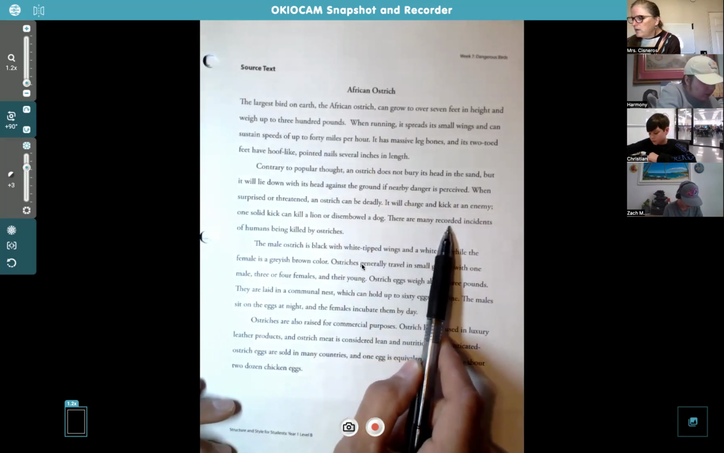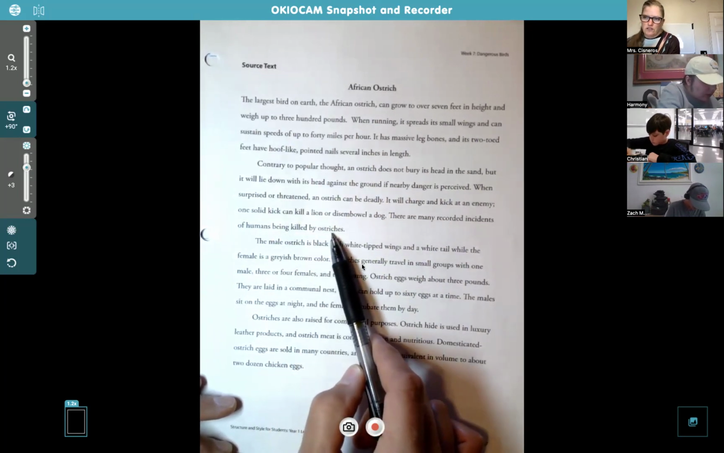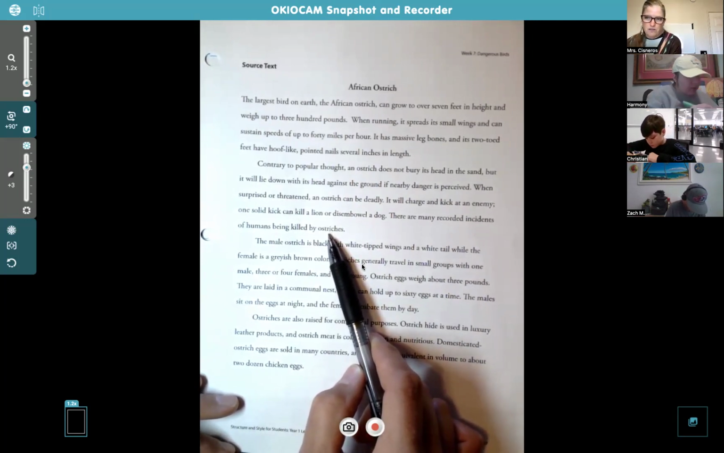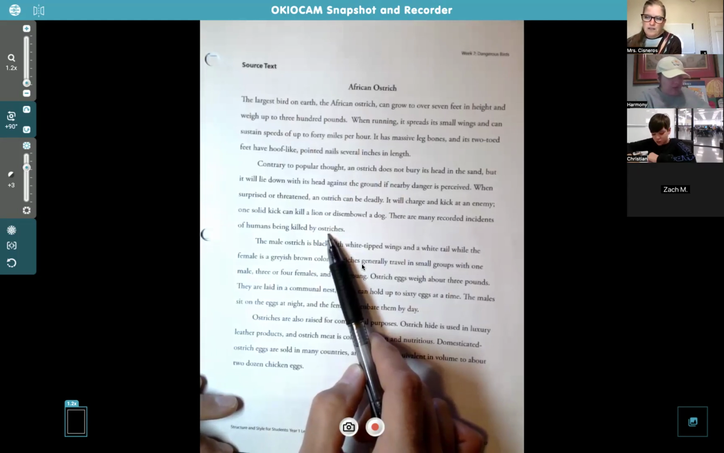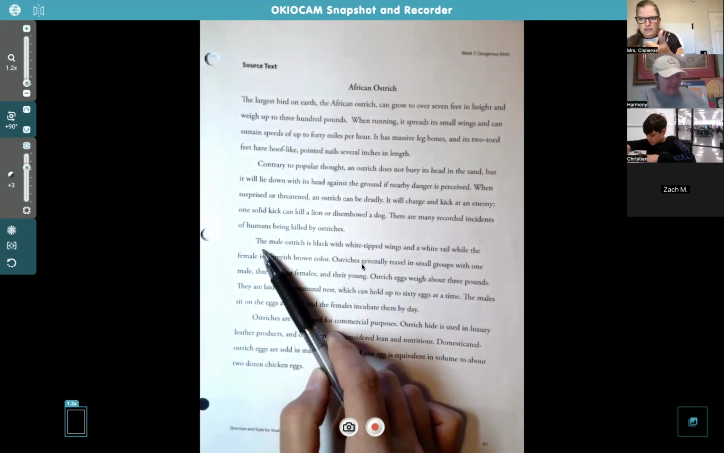There are many recorded incidents of humans being killed by ostriches. Wow. So probably don't want to go around these guys unless they're domesticated, because some people have them as pets. And when they're domesticated, they're more friendly, but you don't want to go across a wild one. If you see a giant bird that's 300 pounds, run the other way, okay? And they run fast, so you're going to have to run fast and jump in the car and drive away. All right, I'm going to keep going. Are you guys underlining stuff? Give me a thumbs up if you got some things underlined.